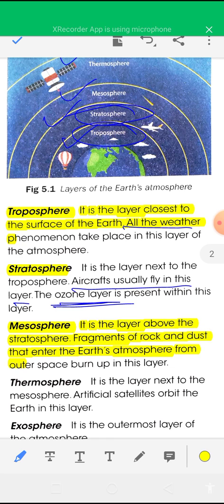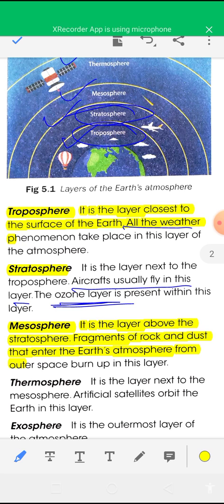It is a layer above the stratosphere. Fragments of rock and dust that enter the earth's atmosphere from outer space burn in the mesosphere.